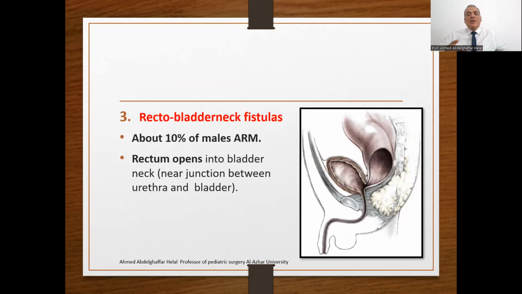The third one is rectobladder neck fistula. In about 10% of the cases, the rectum will open by a fistula at the bladder neck. What is the bladder neck? It is near the junction between the urethra and the urinary bladder. So the rectum here opens high at the bladder neck. So the urethral fistula may be low or bulbar, prostatic fistula, or rectobladder neck fistula.